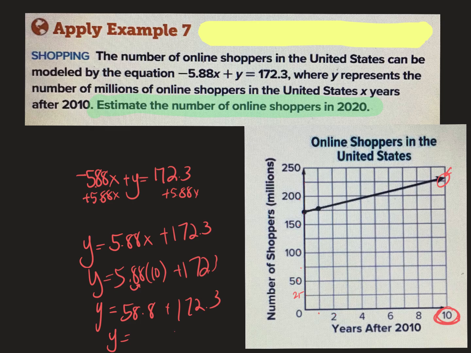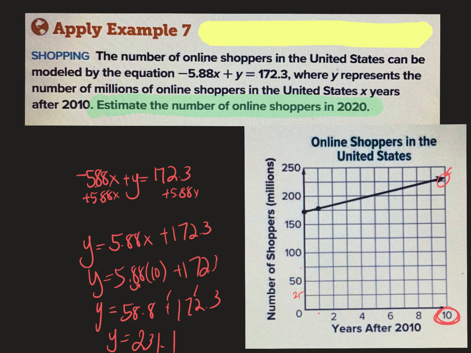You have 11, 8, 9, 10, 11, 12, 13, 231.1. So I know it is exactly 231.1 millions of online shoppers in 2020.